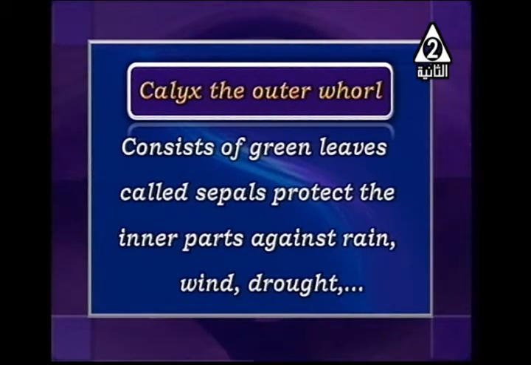Before blooming means what? Before the flower becomes open, okay. We call it the opening flower after blooming, and if it is closed, it has not matured yet. So the function of the calyx, the outer whorl, is mainly to protect the inner parts of the flower, the reproductive organs, against rain or unfavorable conditions, wind, drought, and so on.